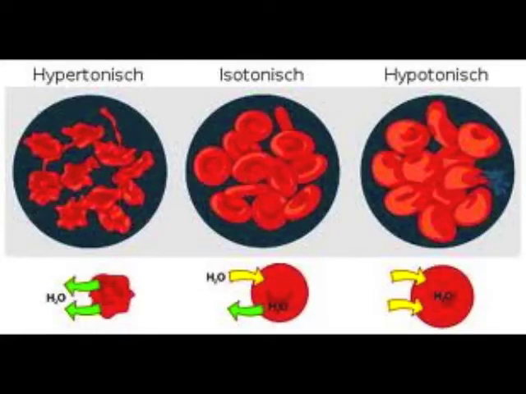Now you know the three types of solutions. Remember, hypertonic, water flows out, causing the cell to shrivel. Isotonic, water flows in and out at an equal rate, causing the cell to stay the same. And hypotonic, water flows into the cell, causing it to swell and burst.